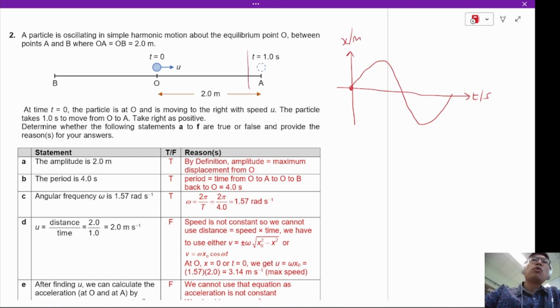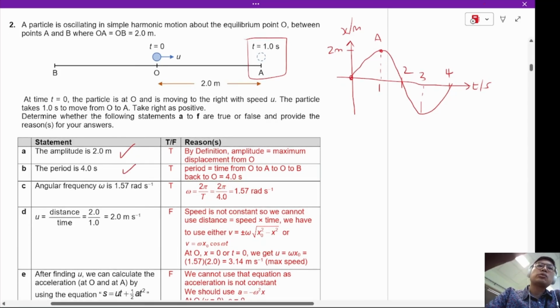Now, when it reaches point A, which is at the extreme position over here, 2 meters, the time is 1 second. So clearly, this will be 2 seconds, this will be 3 seconds, and this will be 4 seconds. So the amplitude is 2 meters, which is true. The period is 4 seconds, which is also true.